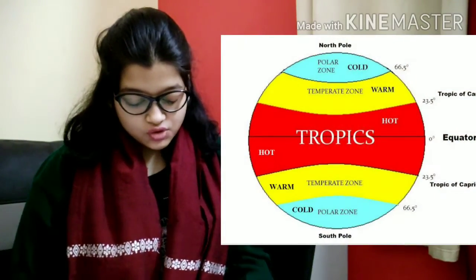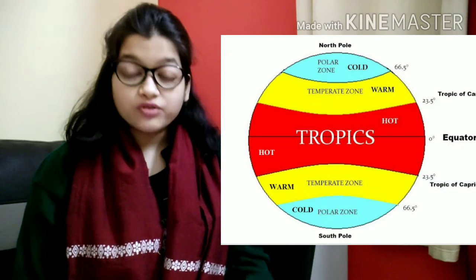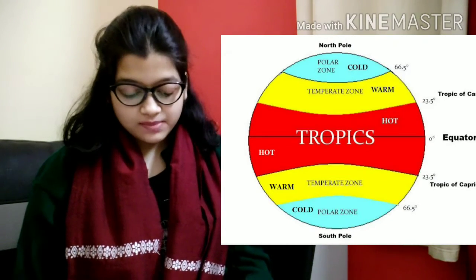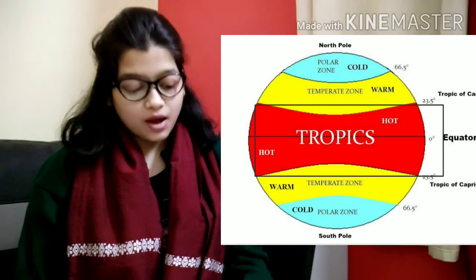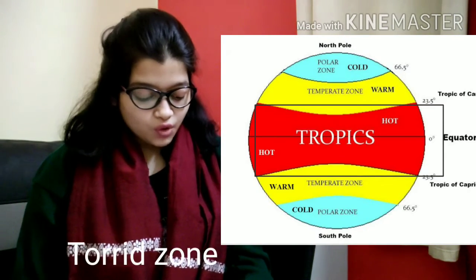Now next is the heat zones of the earth. So we read about the heat zones of the earth. The heat zones of the earth can be divided into three important parts: the torrid zone, the temperate zone and the frigid zone. So what is the torrid zone? The torrid zone is just from the Tropic of Cancer to the Tropic of Capricorn. That means 23.5 degrees north to 23.5 degrees south. That is about the torrid zone.